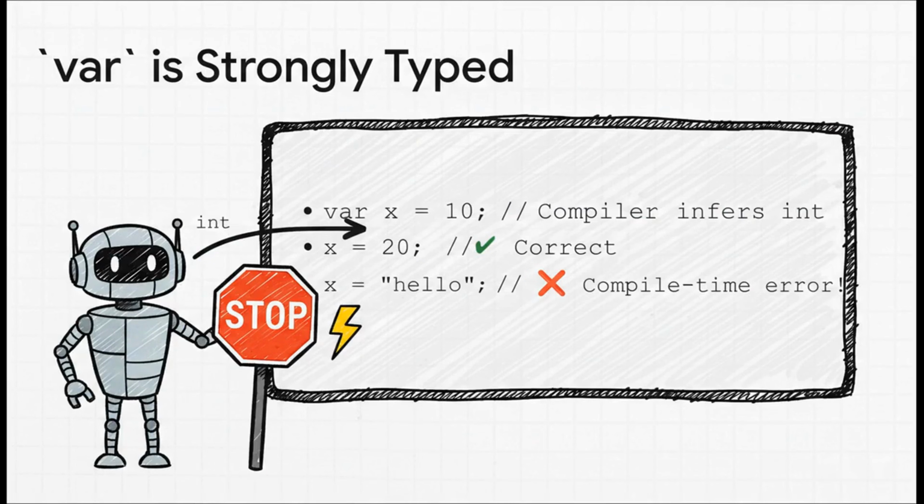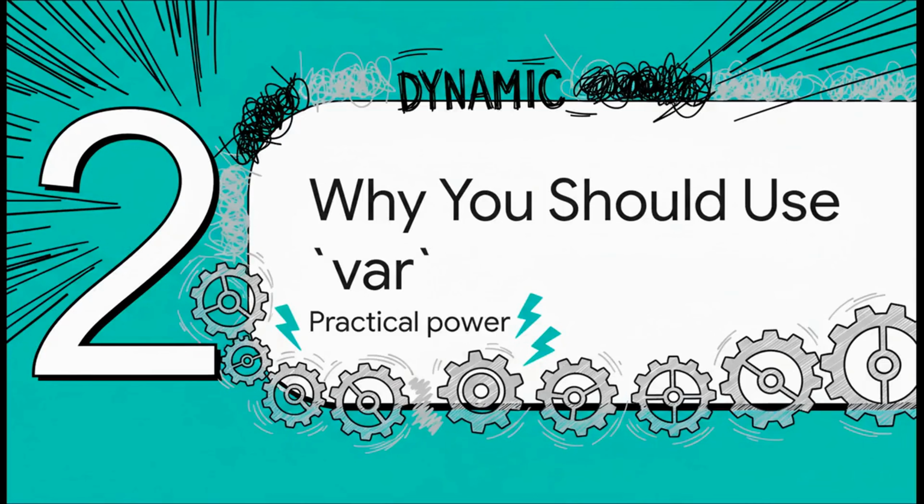Let's make this real with some code. The compiler sees var x equals 10, and it basically says, got it, x is an integer for life. So if you try to set x to 20 later, no problem, that's still an integer. But the second you try something like x equals "hello", bam, the compiler slams on the brakes and gives you an error right then and there. It's completely type safe.